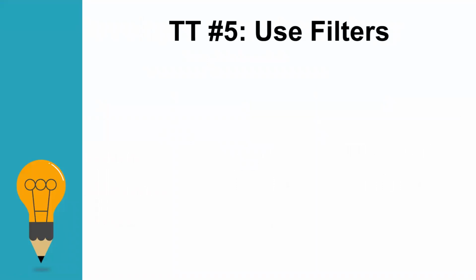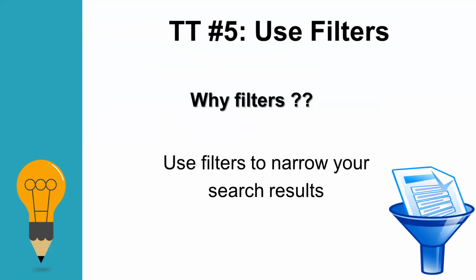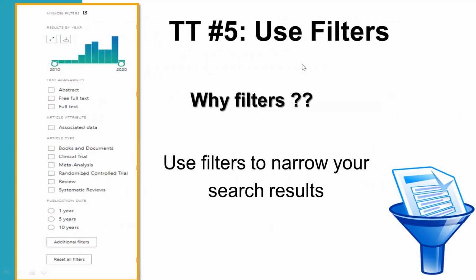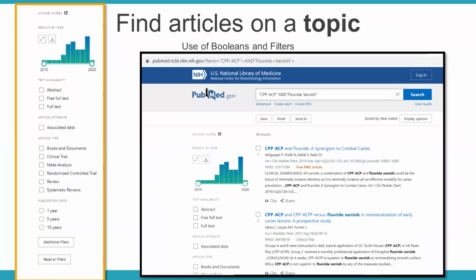So, the next trick is use of filters. Why filters? Use filters to narrow your search results. How is it used? In PubMed, we have various filter options which appear on the right hand side of your screen, where you have the options of text availability, article attribute, and article types, where you can choose meta-analysis, RCTs, reviews, and you can even choose the publication date. This helps you to focus your search or narrow your result output.